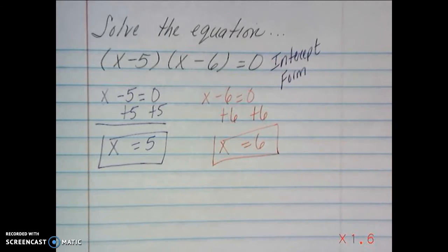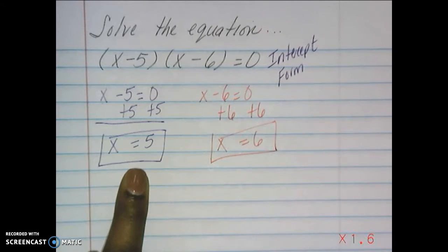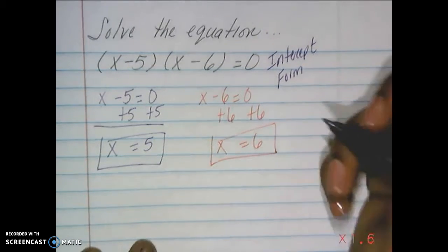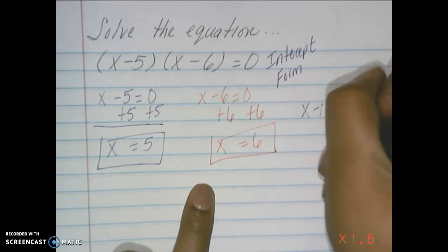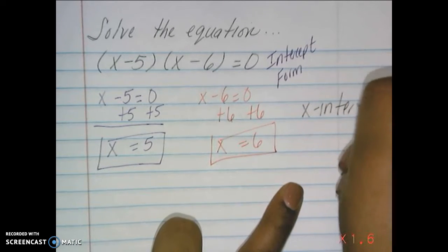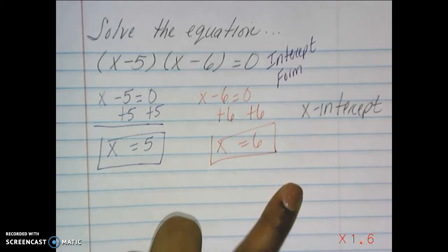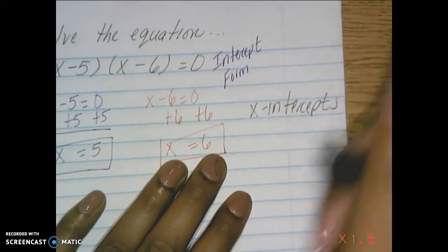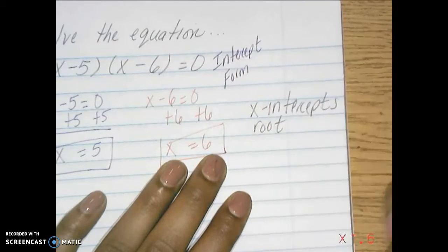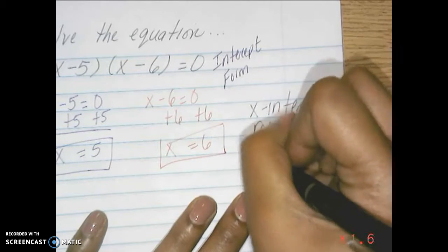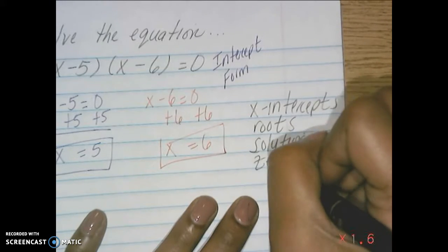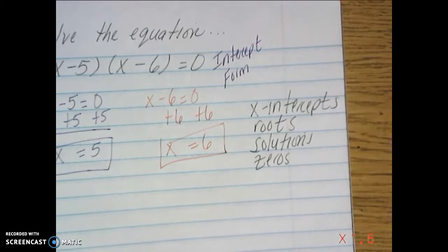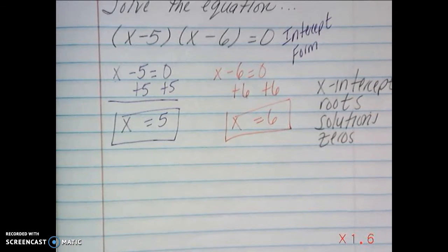So these two numbers right here represent a lot of stuff. You ready? There are 4 words that represent those two numbers. Those words are, well, it's an intercept form, but you got to know which one it is. Those are your x-intercepts. Those are also the roots. Those are solutions and zeros.